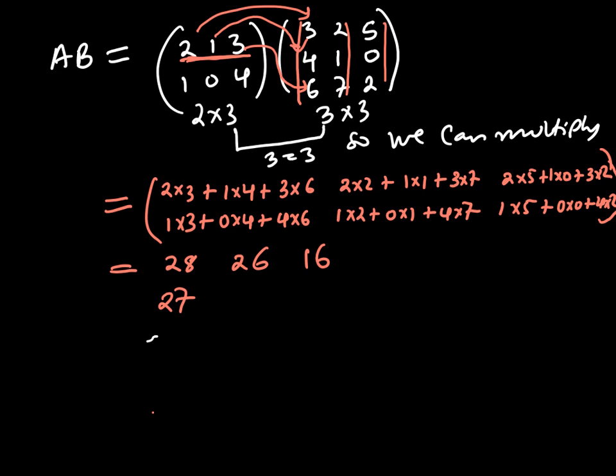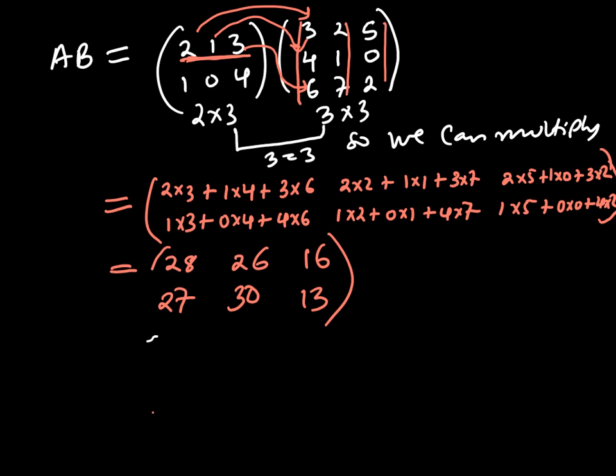Then 1 times 2 is 2. And the 4 by 7. 4 by 7 is 28. Okay. So this goes to 30. Then 1 times 5 is a 5. Then 4 by 2 is 8. Okay. 8 and 5, we get 13.